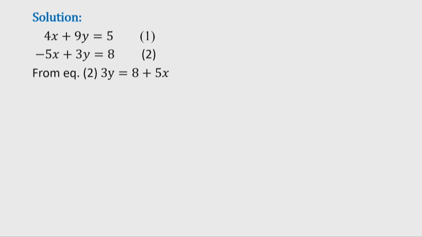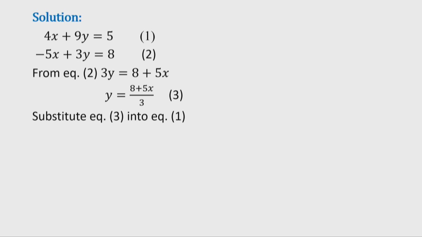I take the minus 5x on the left-hand side and I send it to the right-hand side, so it becomes plus. And I need to make y the subject of formula, so I have to divide by 3. Therefore, y will be equal to (8 plus 5x) over 3. And I call it equation 3. Now, because I have started to work with equation 2, when I'm going to replace equation 3, I should not take equation 2 again. So I will replace equation 3 into equation 1.